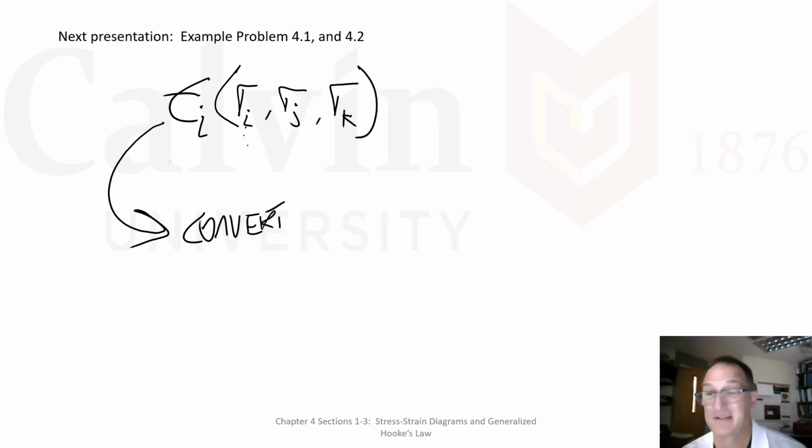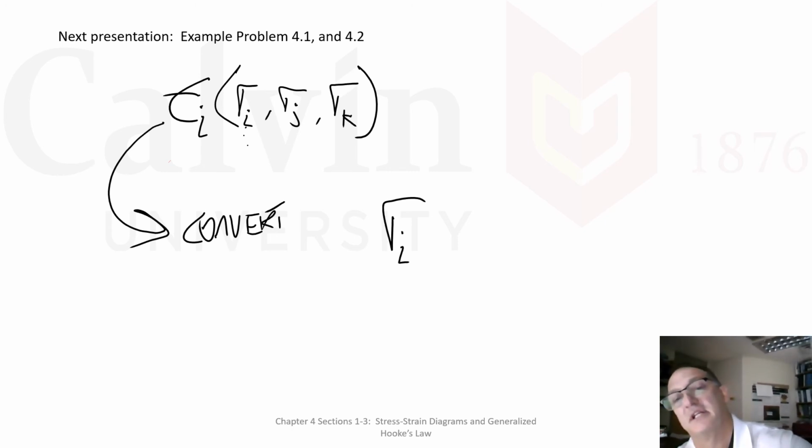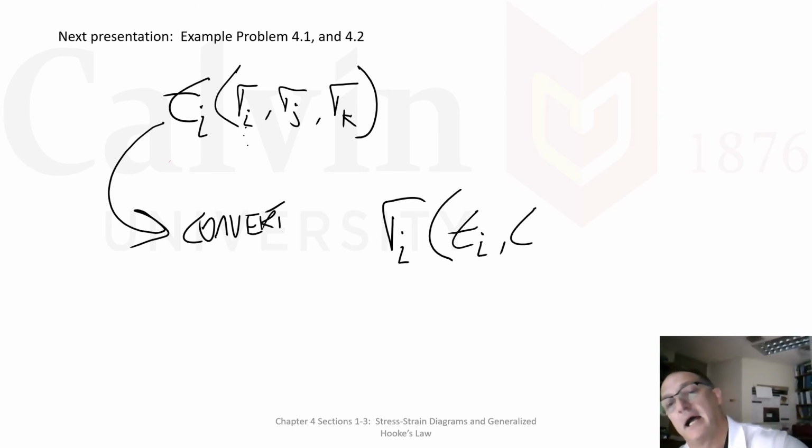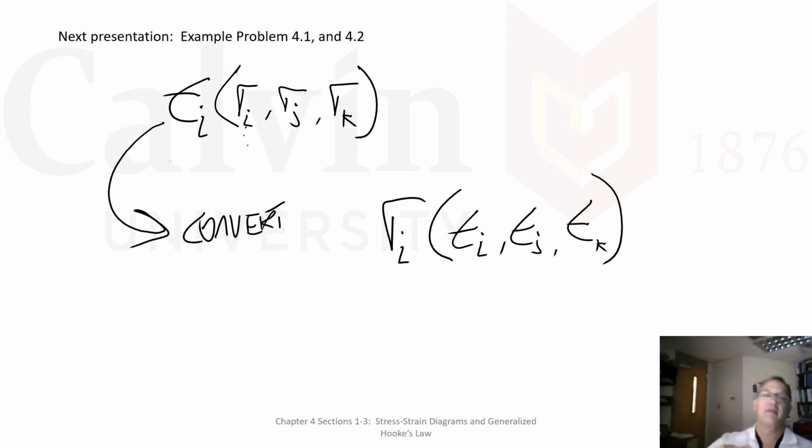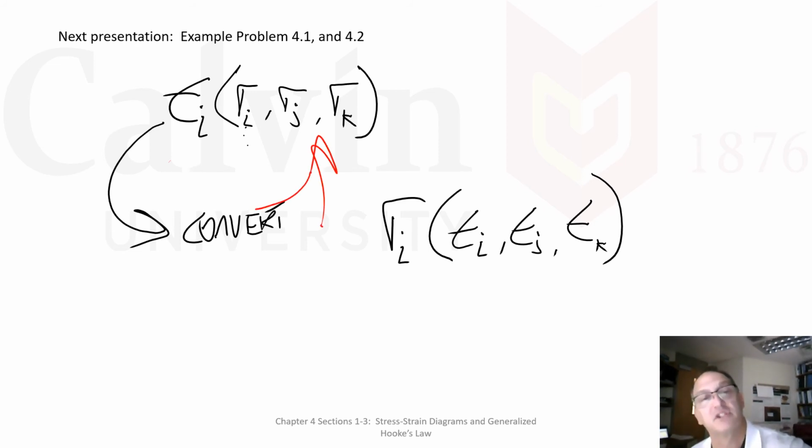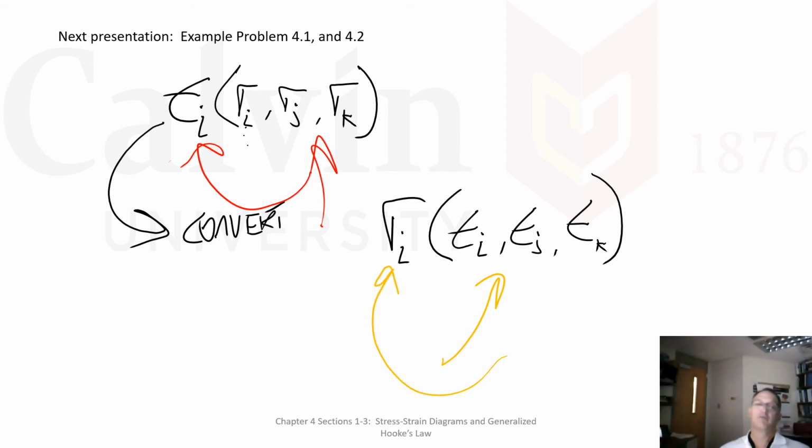And the conversion process is a bunch of algebra and substitution. We might want to convert that so that the stress in the ith direction is a function of the strain in the I, J, or K. And what that means is that if we're given stresses, we can convert it to strains. Or the other type of problem we might get is we've got strains and we want to convert it to stresses. We want to be able to do either one of those.